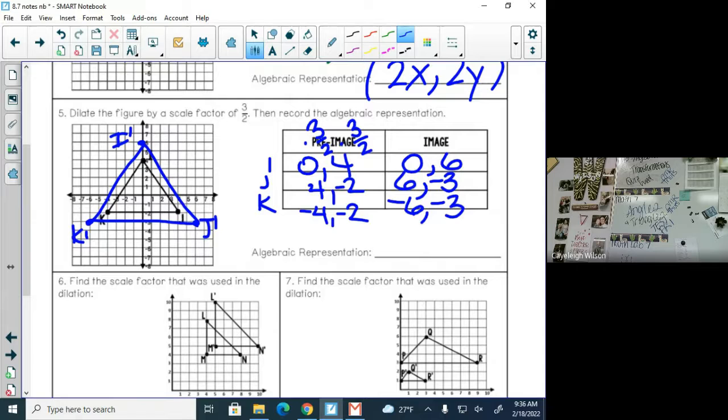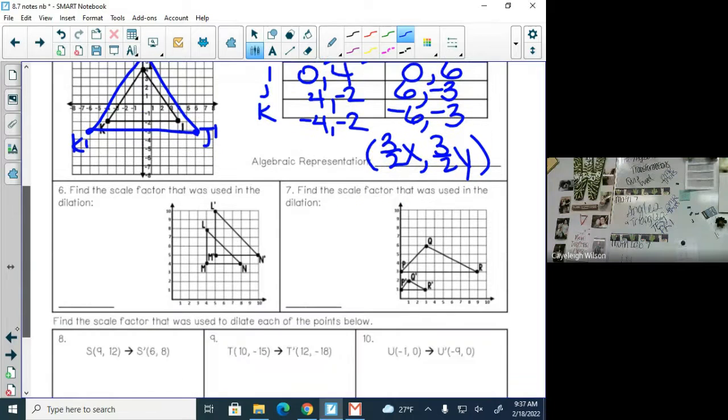All right, and then 3 halves X, 3 halves Y. If you put 1.5 there, I don't care. I put X times one half. Are there any questions about how to find the ordered pairs, multiply them, any of that?